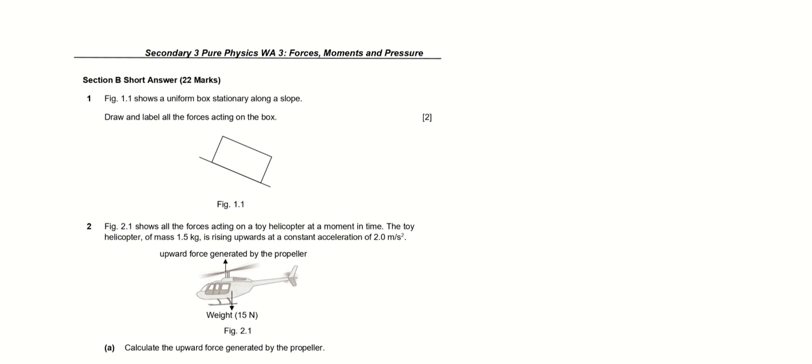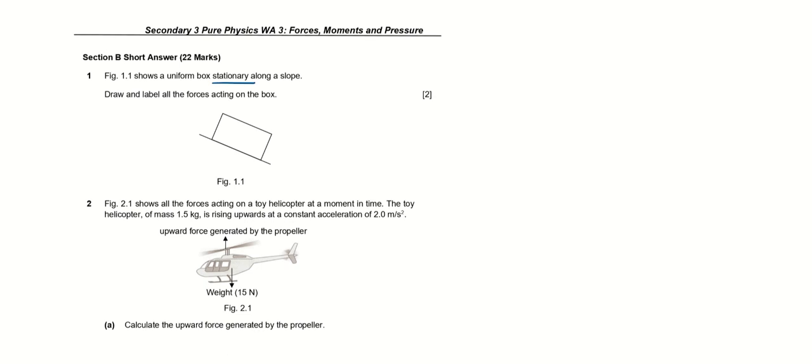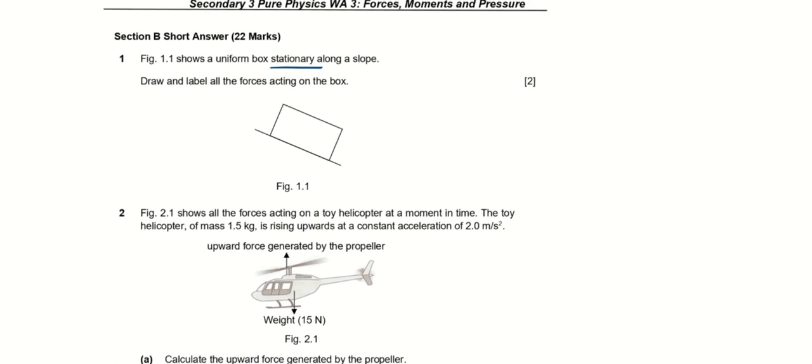Okay, now we go to section B. It shows a uniform box stationary along a slope. Draw and label all the forces acting on the box. By right, this thing should slide down, but it doesn't because of friction.